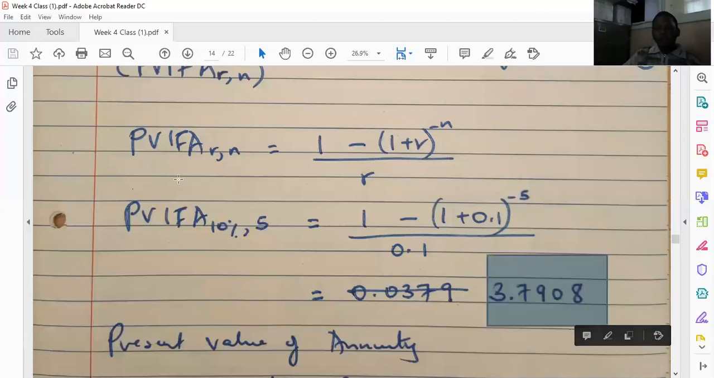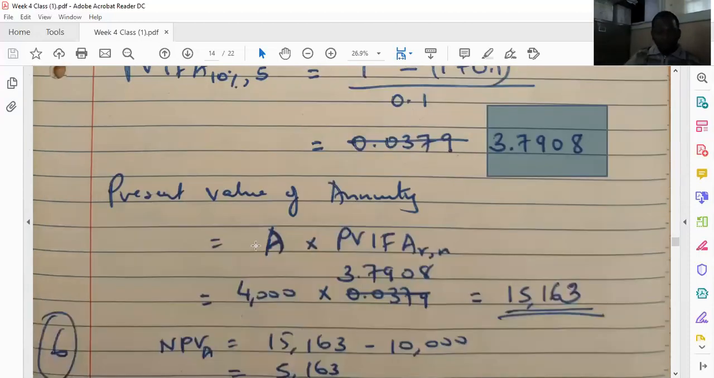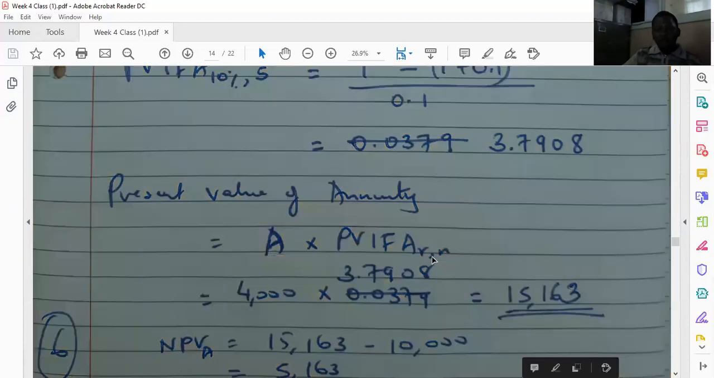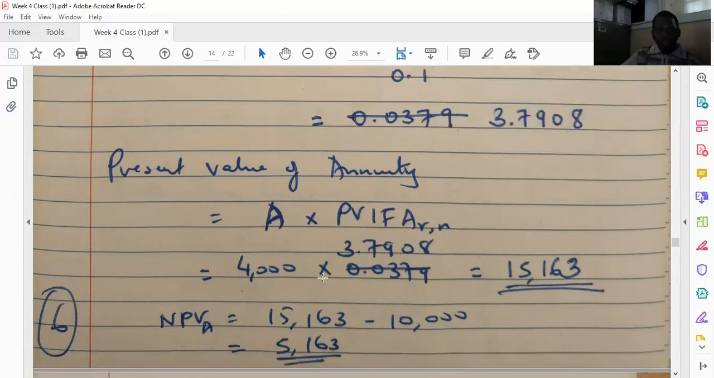3.7908. So this present value interest factor of annuity, we multiply it by the annuity to get the present value of the annuity. So in our case, the annuity times the present value interest factor of the annuity at the rate of R for the n number of years. So the annuity is 4,000 shillings times the present value interest factor of the annuity, which in our case is 3.7908, which gives us 15,163, which is now the present value of the annuity. That is the present value of cash inflow is 15,163.